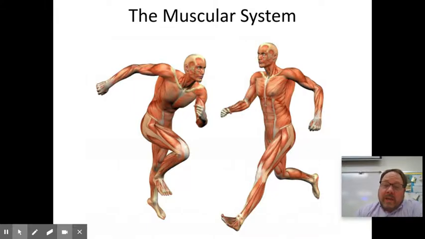So today we begin looking at the muscular system. And when we reference the muscular system, we're focusing on the skeletal muscles, those muscles that are attached to our bones and move our body.